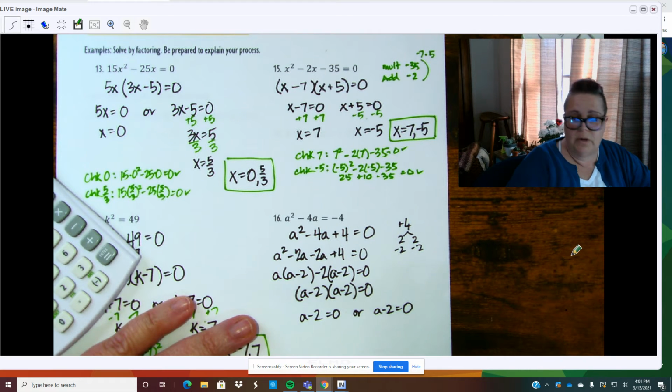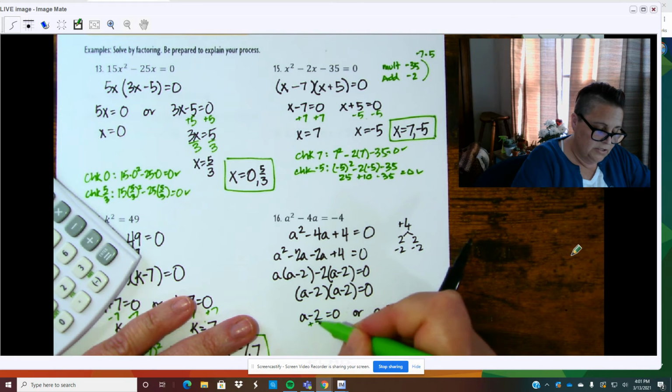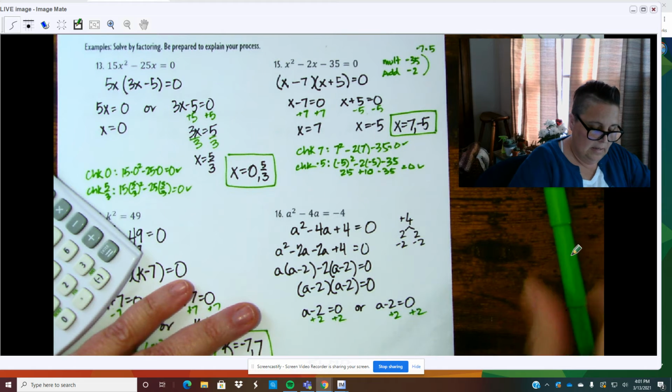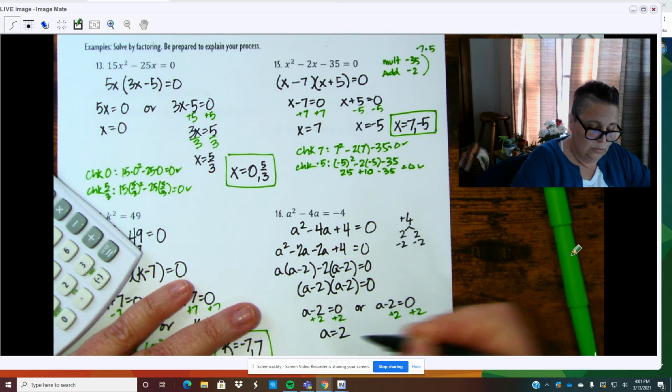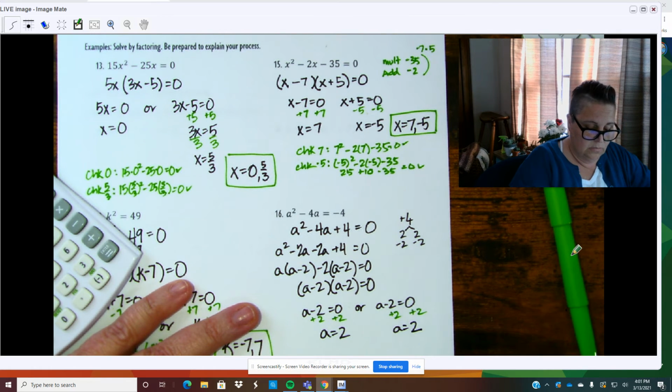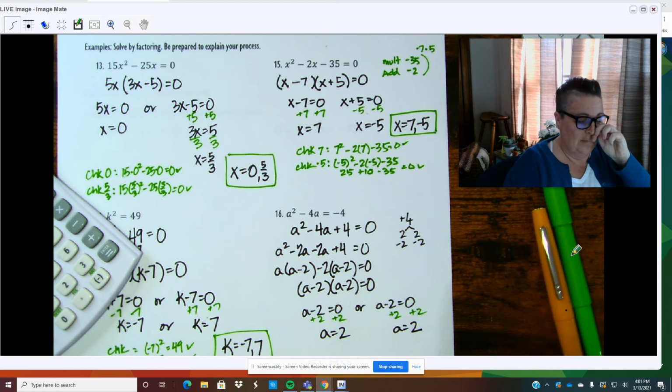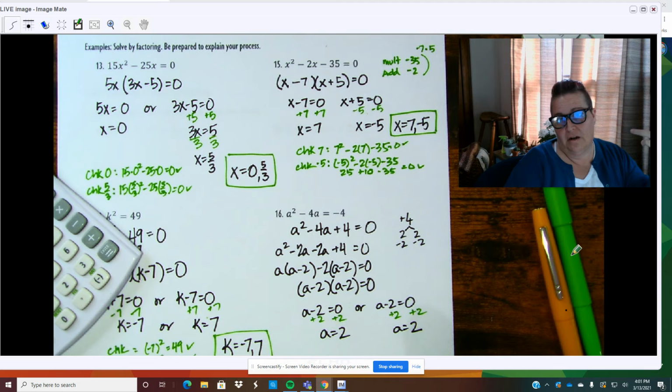Each factor gets a turn at being 0. So I would add 2 on both of these. And I get a is equal to 2 or a is equal to 2. Well, these aren't different numbers. This is the same number. I thought I was supposed to get 2 solutions. I did get 2 solutions. It's just it was the same one twice.